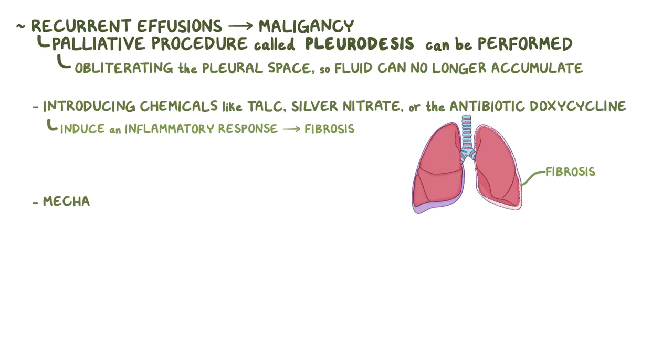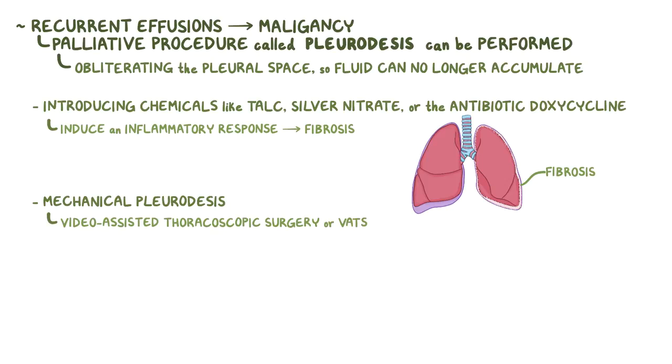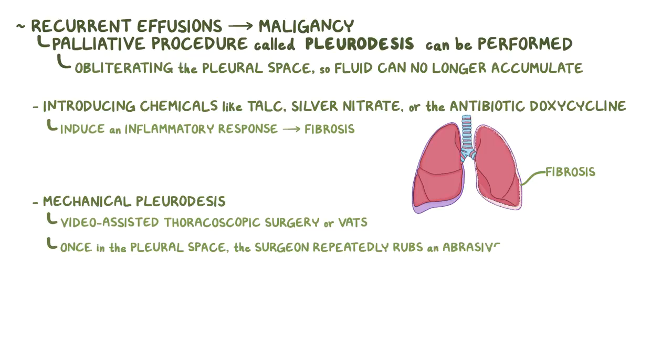Another option is mechanical pleurodesis, in which a surgeon enters the chest using video-assisted thoracoscopic surgery, or VATS. Once in the pleural space, the surgeon repeatedly rubs an abrasive tool against the pleura, inducing fibrosis.